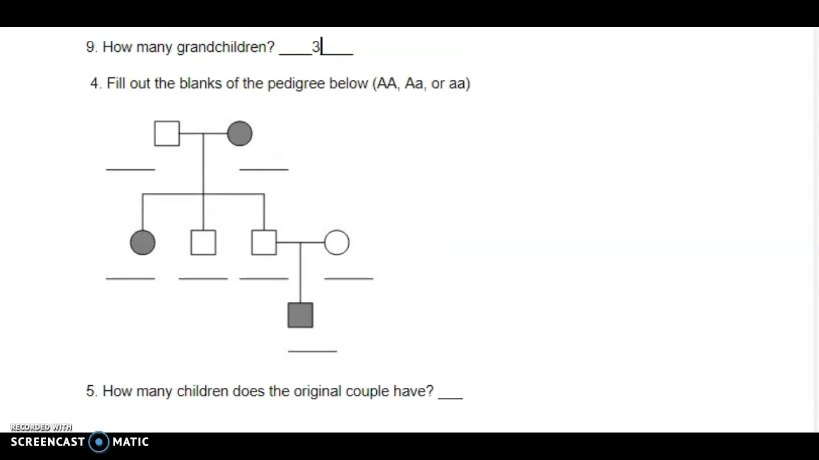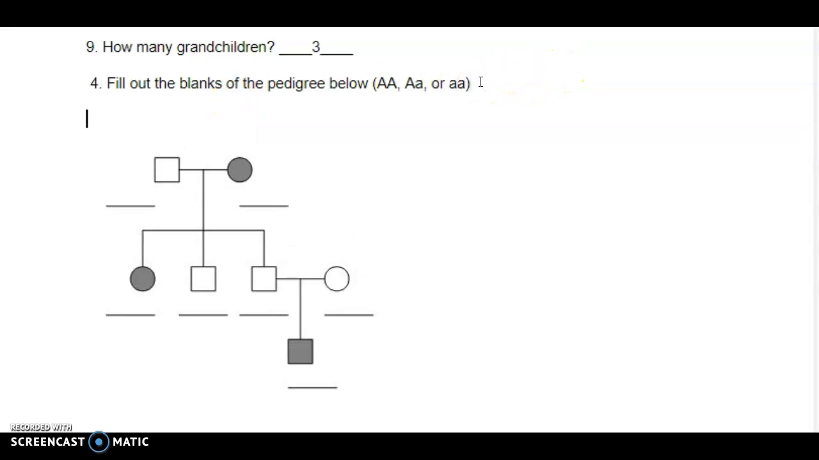Now this one. Let's see what we can get to. Okay, he does not have the trait, so he has at least one big A, we know. We don't know the other one yet. She is affected. Mom here is affected, so she has to be little A, little A, because she's showing that recessive trait.